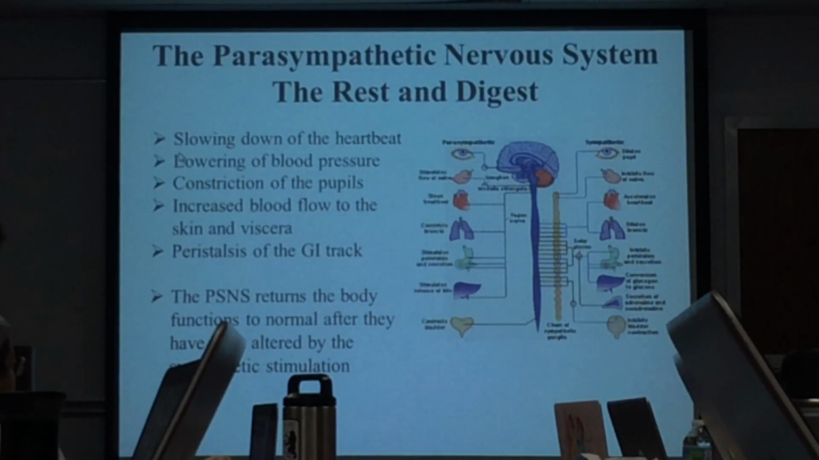So the function of the parasympathetic is to counteract the sympathetic system. When the parasympathetic system is activated, it slows down the heartbeat, lowers the blood pressure, constricts the pupil, increases blood flow to the skin and the gut, and increases the movement of the GI tract.